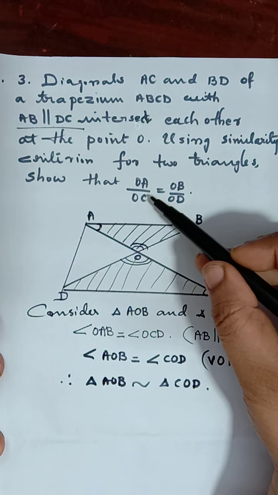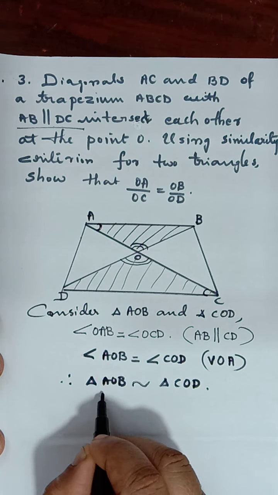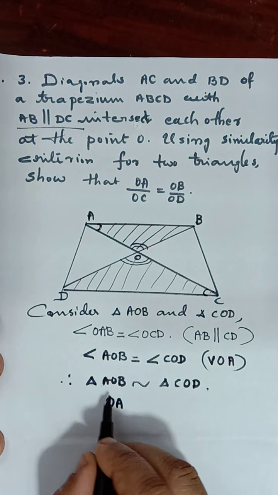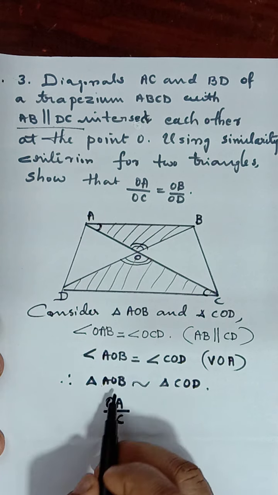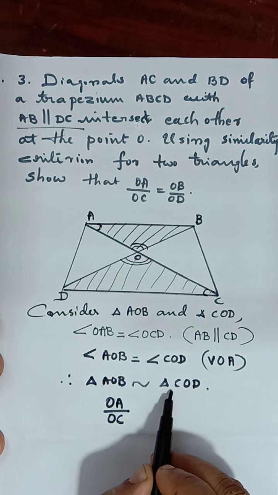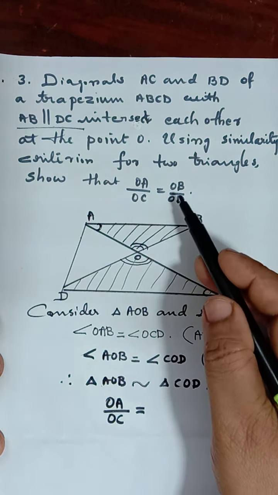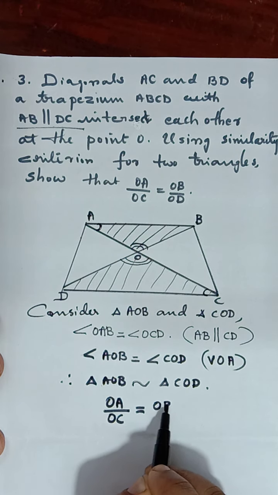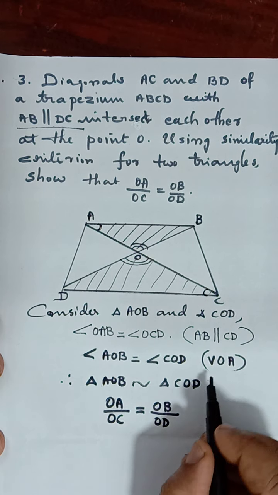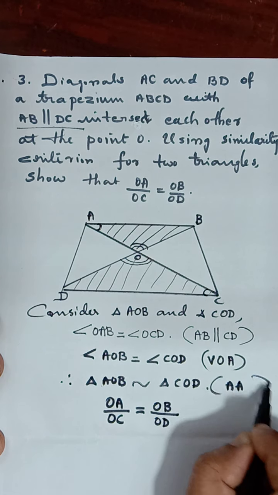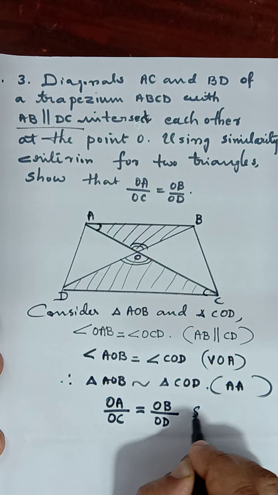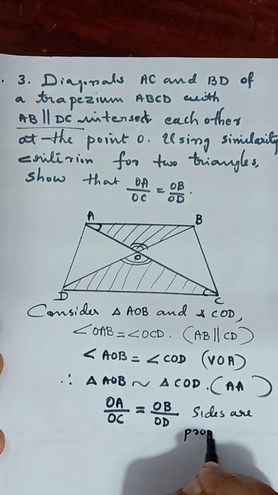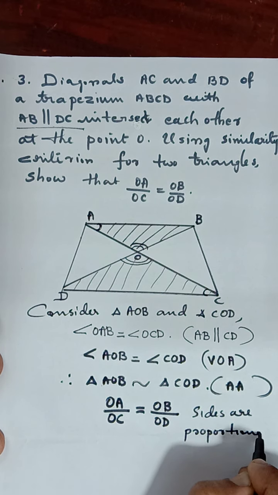Therefore, we can write this ratio. How is it? Is it OA by OC? According to what is necessary, you have to arrange OA by OC equal to, we need OB by OD. It is clear, OB by OD. Here we have to write it is by a similarity criterion. Therefore, sides are proportional.